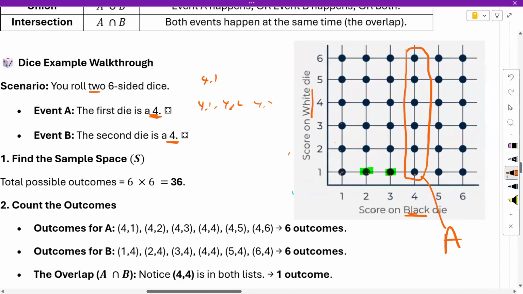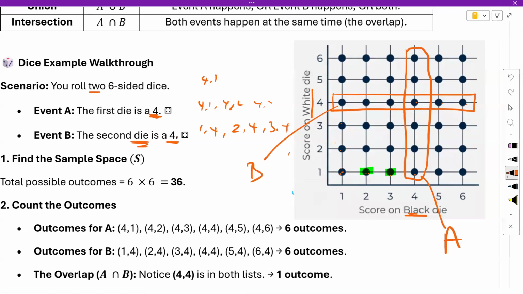Now, event B, the second die is 4. So what are the outcomes here? 1,4; 2,4; 3,4; 4,4; 5,4; 6,4. Then how many outcomes for event B? 6 outcomes. Now tell me, what's the probability of A and B?